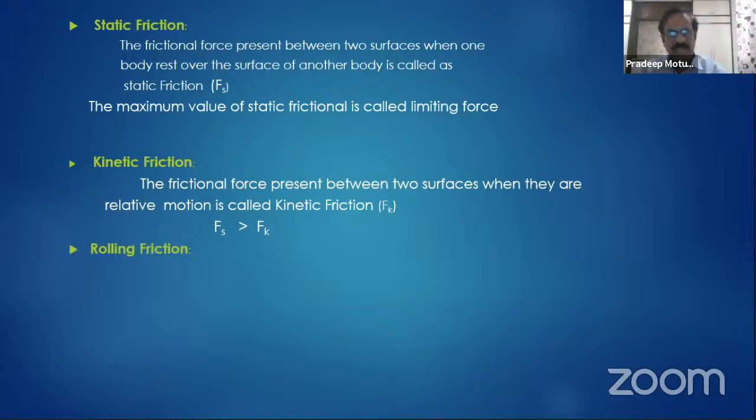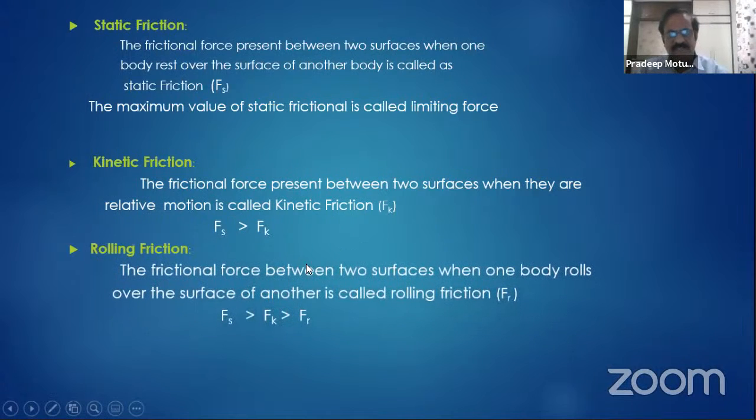The third one is rolling friction. What is rolling friction? The frictional force between two surfaces when one body rolls over the surface of another body is called rolling friction, which you can write as Fr. Compare these three frictions. Static friction is greater than kinetic friction, which is greater than rolling friction. That means rolling friction is very small compared to these two. When one body is rolling on the other surface, the friction between them is very small. That is why it simply goes forward.